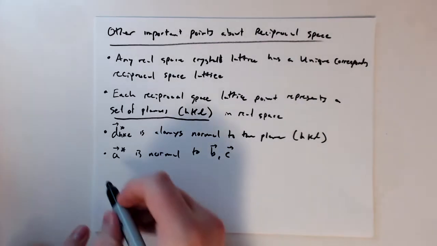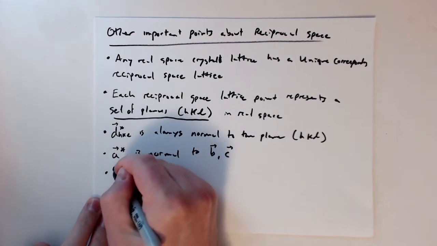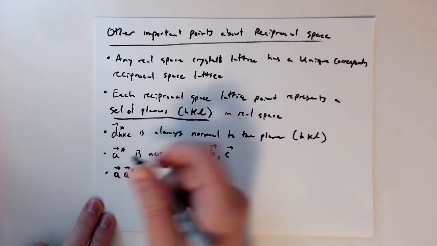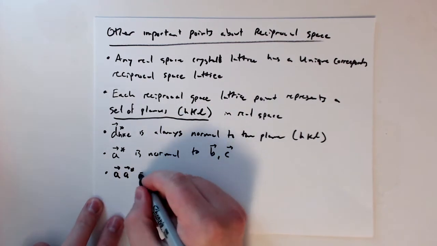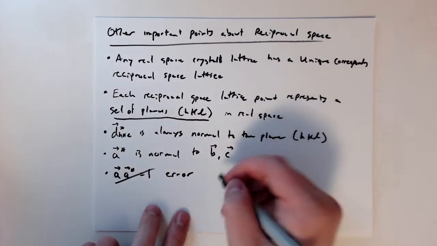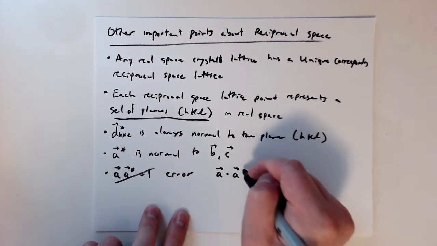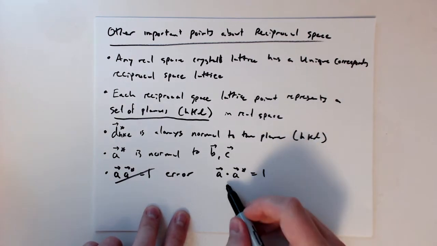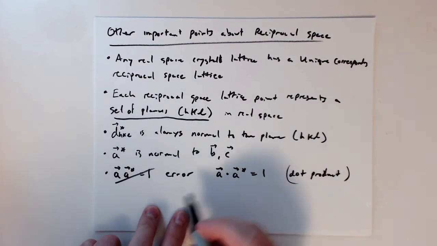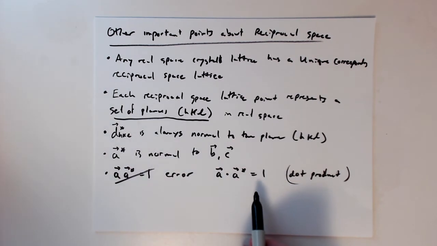All right, the next point I want to make is related to a point that's made in the book. In the book, it says that the a vector times the a* vector is equal to 1. This is an error. It should say a vector dot a* equals 1. It's a minor point, but you want to make sure that it refers to the dot product since we're talking about vectors here. So that's just a clarification of the book. The a vector dot the a* vector is equal to 1.